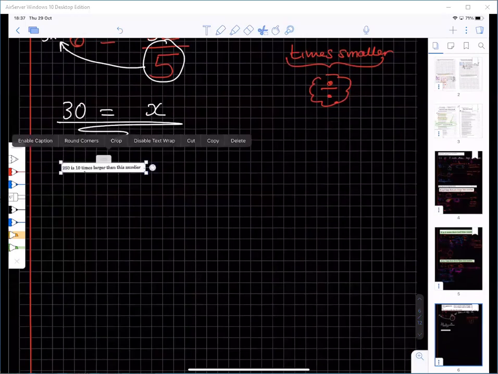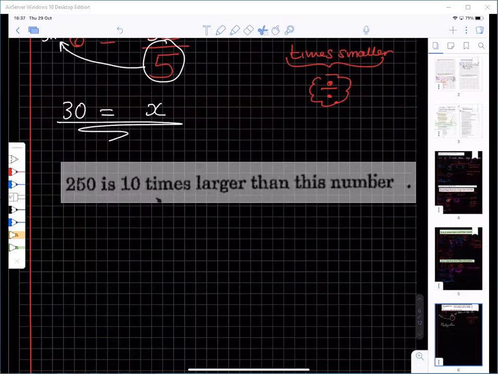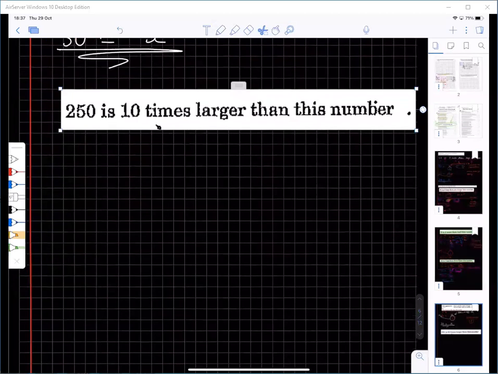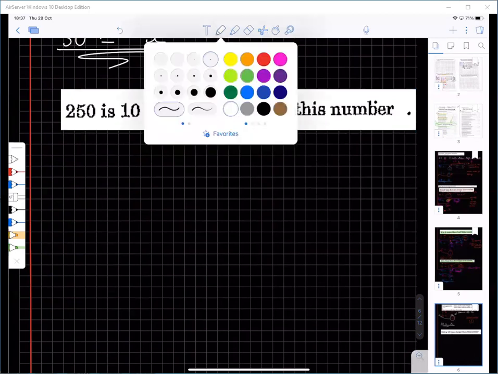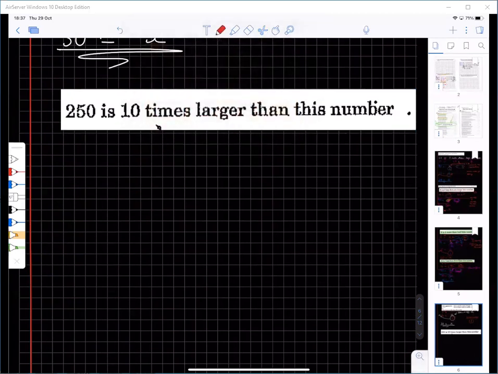And for this one, we need Musa to come and join us, please. Musa, unmute yourself. Thank you for that, Omeza. Jazakallah. You can mute yourself now. So Musa, read the question for me, please. 250 is 10 times larger than this number. So slowly break it down for us. What does it mean? Come on, go.